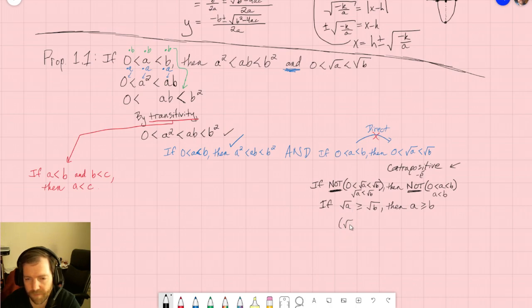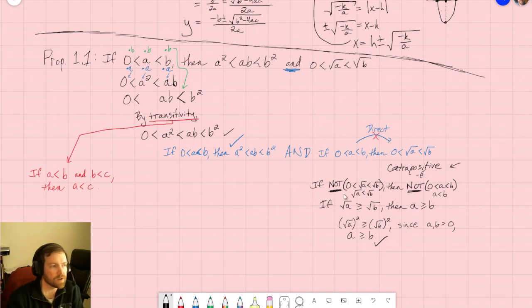Okay. So root a squared is greater than or equal to root b squared. And since a and b are still positive numbers, we end up with these things, which get squared. So this is just going to be a greater than or equal to b. Okay, now we've got it.